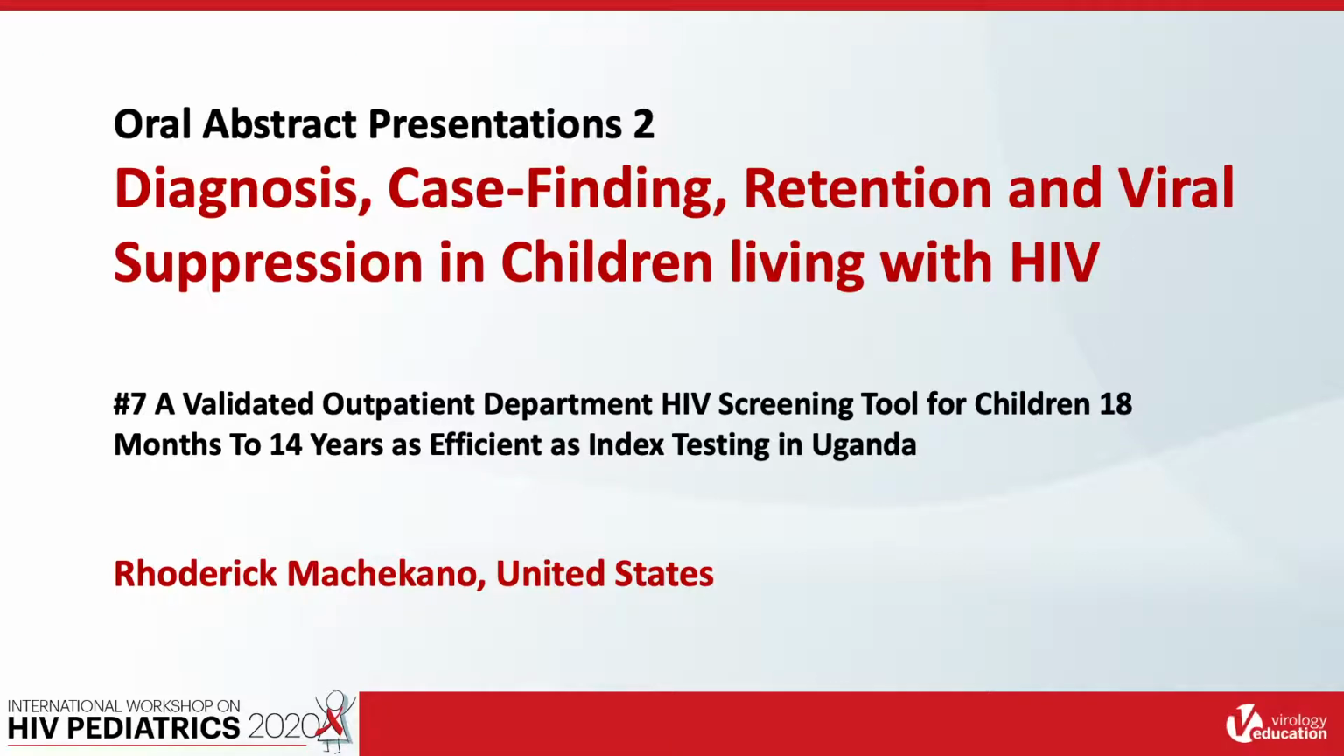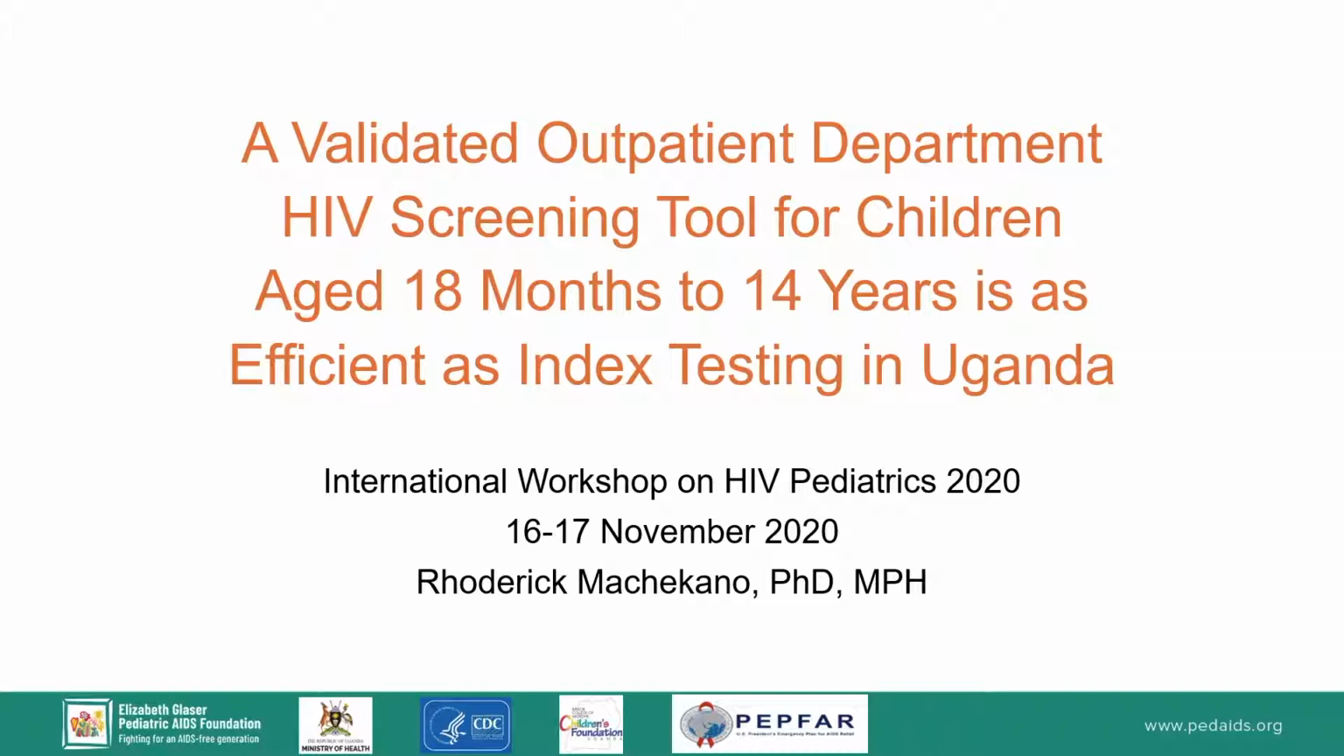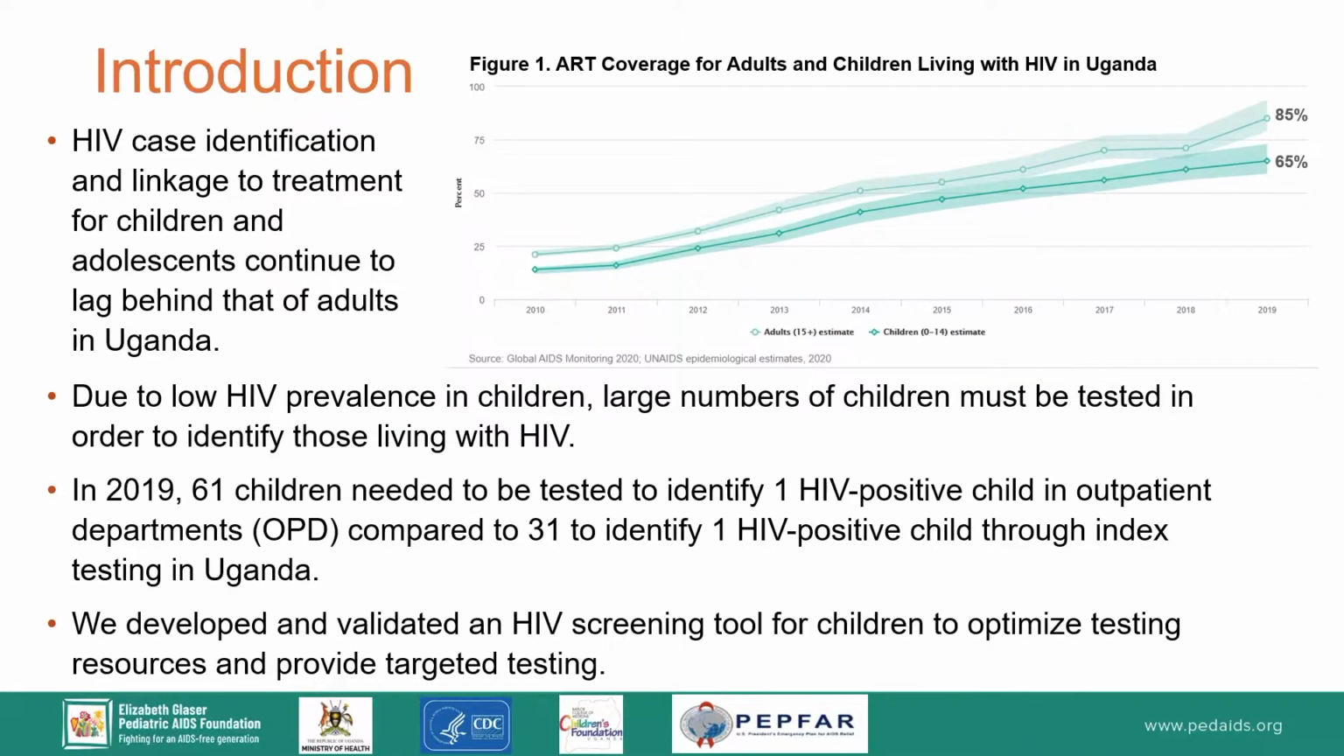Rhoderick, please. Thank you for the opportunity to present our work on HIV screening tools for children in Uganda. My name is Rhoderick Machekano, and I present this work on behalf of my colleagues. Data from Uganda and other sub-Saharan African countries suggests that HIV case identification and linkage to treatment for children and adolescents lag behind that of adults.